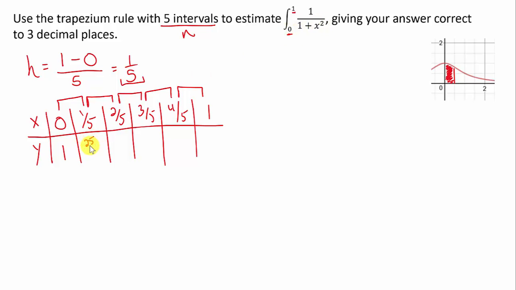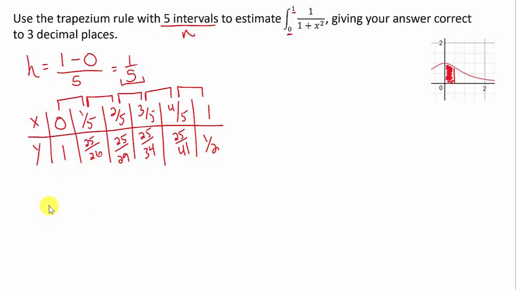But you're going to get 25/26. And then when you plug in 2/5, you're going to get 25/29. And plugging in 3/5 gives me 25/34. And plugging in 4/5 gives me 25/41. And then when I plug in 1, I get 1/2. And so you can find those y values.